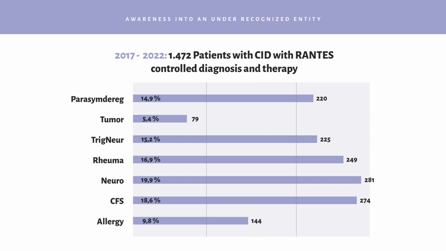And we have about 7 groups of patients here: patients with allergies, with chronic fatigue syndrome, with neurodegeneration like ALS or MS. We have a rheumatic group, we have a trigeminal group, and about 5% of these patients have tumors, and we have parasympathetic deregulation like heart arrhythmia, blood pressure problems, and so on.